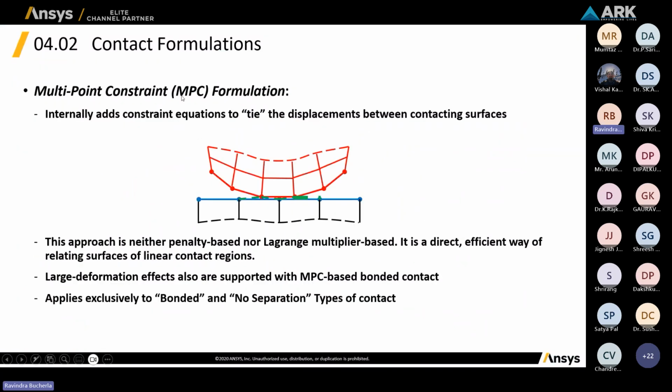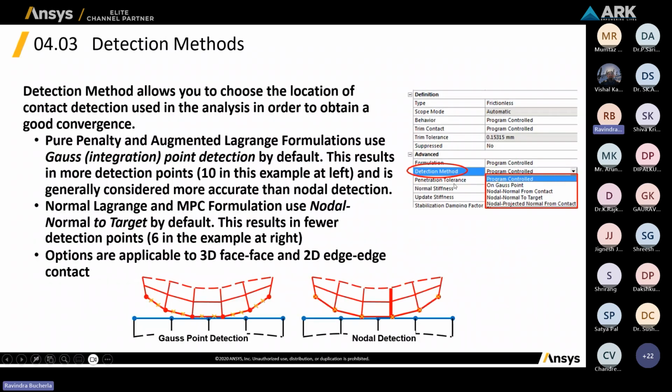And for the bonded one, multi-point constraint will be there. Automatically, this entire region will be restricted from penetration, and we will be getting the result. This kind of MPC formulation will be possible only for the bonded and no separation. And the detection method for the nodes on both faces: based upon ghost points the contact will be detected, or normal to target, or nodal projected normal from contact. So these are different detection methods of the nodes that are available on both surfaces.